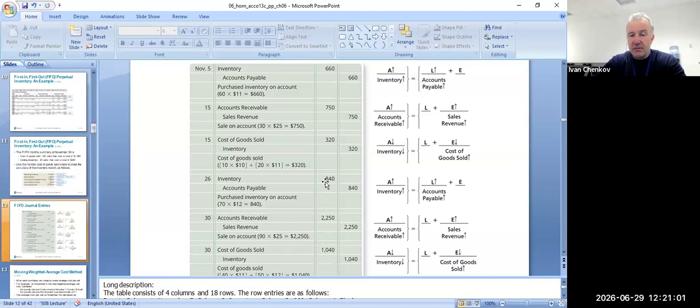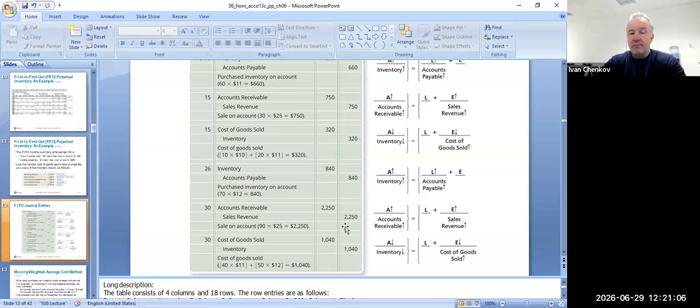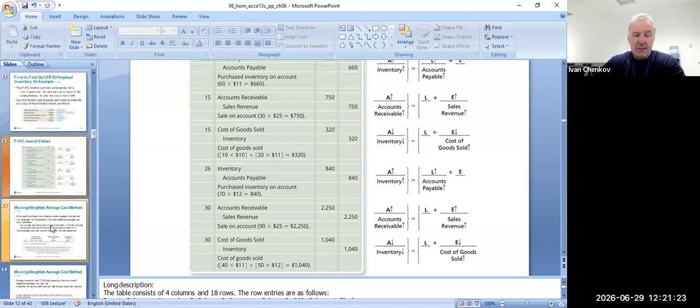Then we make another purchase for 840. And then we make a sale for 2,250. Once we make that sale, we update the sales and accounts receivable. And after that, we reduce our inventory and record cost of goods sold. That's with first in, first out. Now let's see.